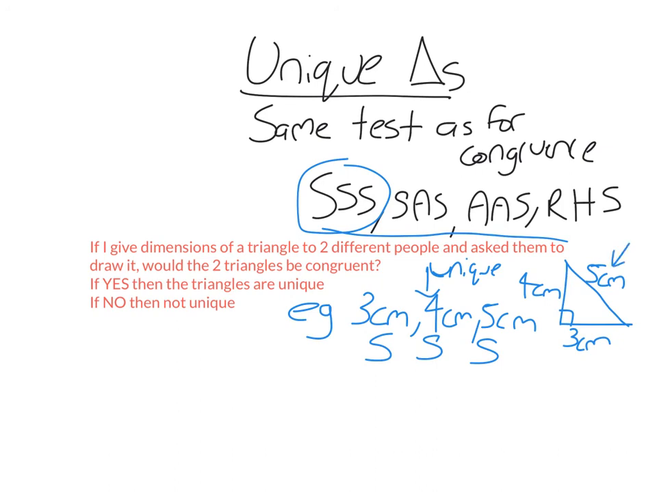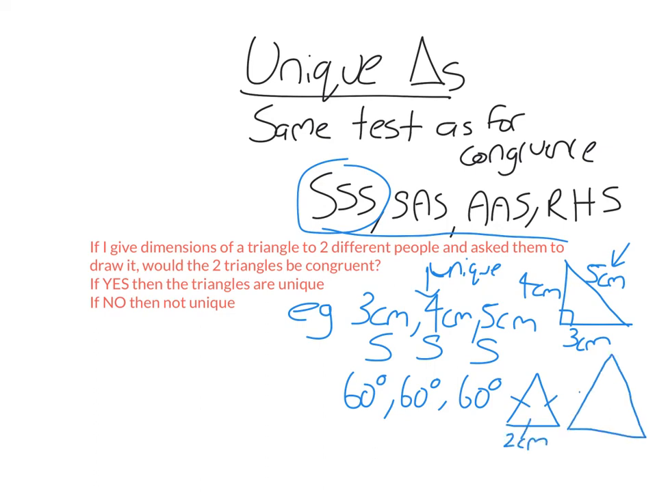If I ask you, however, to draw a triangle that has 3 angles equal to 60 degrees, that's actually not unique. So hopefully you know that if a triangle has all angles equal to 60 degrees, it's equilateral. So you could draw an equilateral triangle with sides equal to 2 centimeters. You could draw an equilateral triangle with sides equal to 3 centimeters. These two shapes are not congruent because they're not the same size, even though all angles are equal to 60 degrees. Again, I didn't draw it to scale.